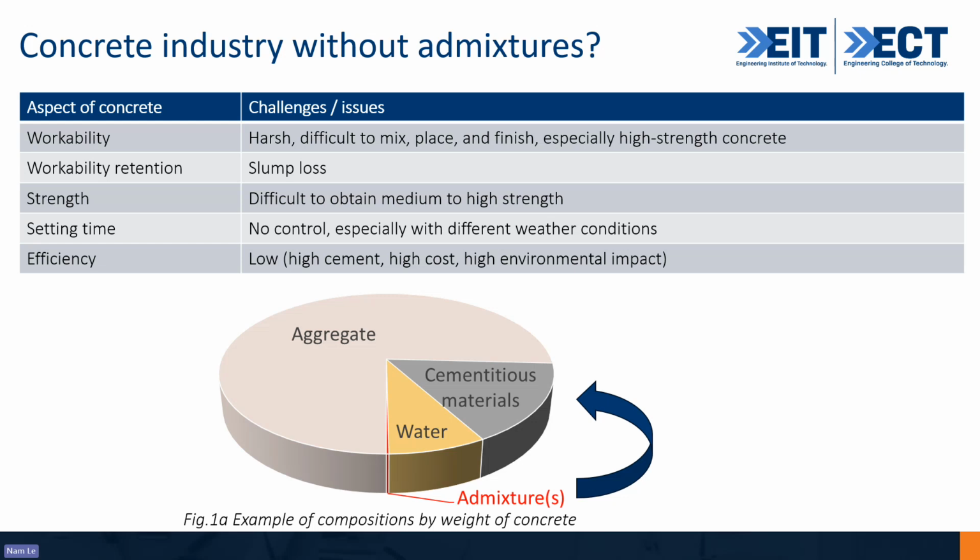When we can introduce admixtures here, we can reduce the cementitious materials, we can include different types of cementitious materials, so that we can optimize the mix design, and then we can reduce the total cost. Also, reduce the emission or the environmental impact. Yeah, this is how the admixtures play the role in the modern concrete industry.